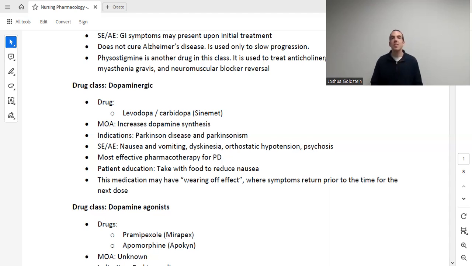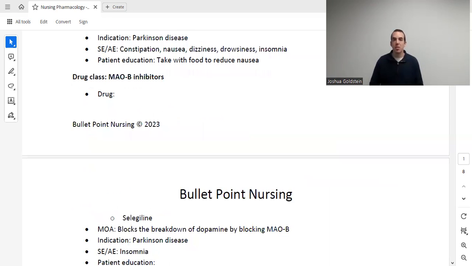The next drug class we have, again, Parkinson's treatment is about increasing our dopamine effects, and the next one is dopamine agonists. The dopamine agonists are apomorphine as well as some others. The mechanism of action, we do know that they activate dopamine receptor sites. However, beyond that, we don't know exactly how they do that. Adverse effects of this medication: constipation, nausea, dizziness, a few other things.